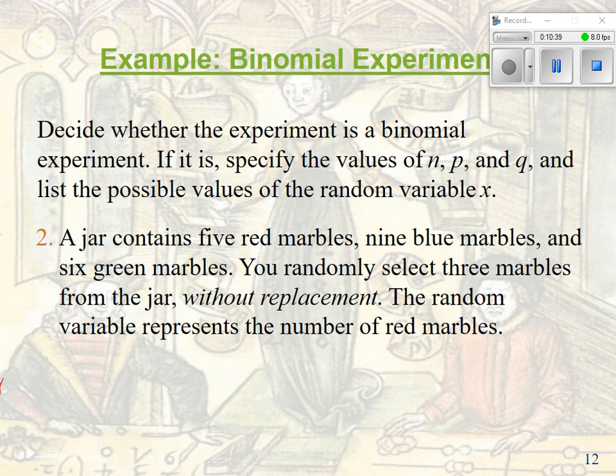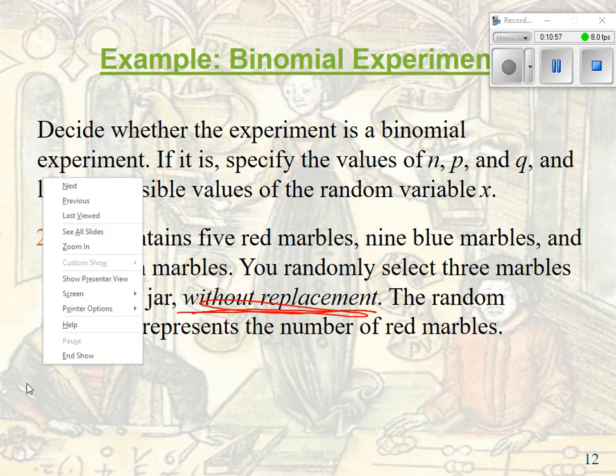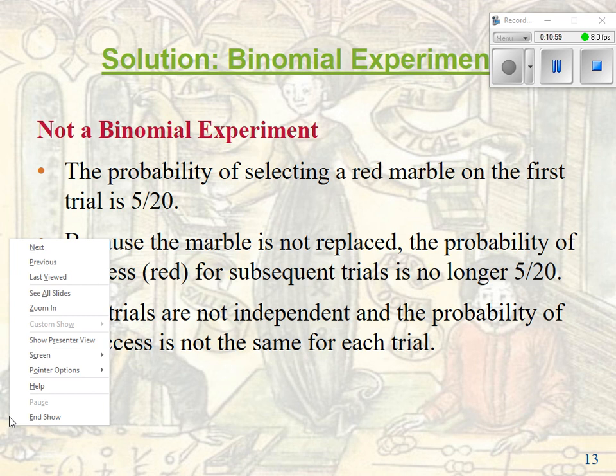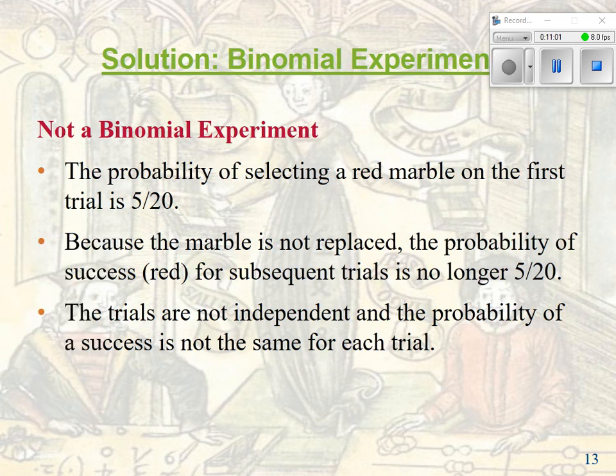A jar contains 5 red marbles, 9 blue marbles, and 6 green marbles. You randomly select 3 marbles from the jar without replacement. Without replacement tells us right away, not the same chance of getting a marble the second time that you draw. So this can't be a binomial distribution. It's not a binomial experiment.